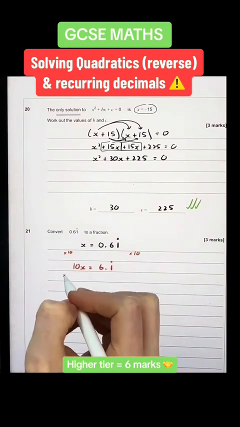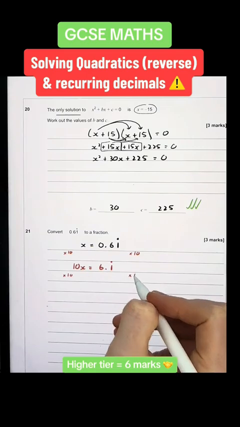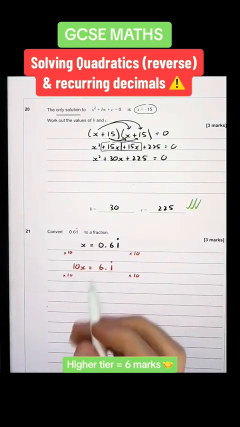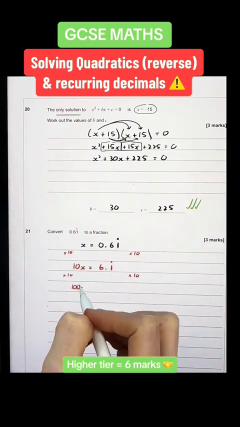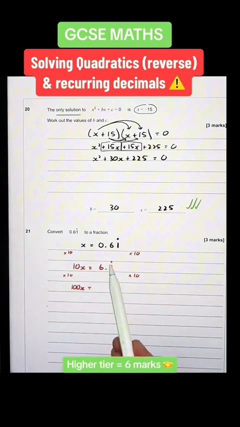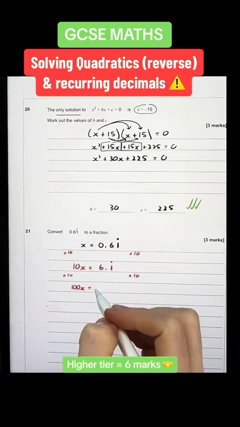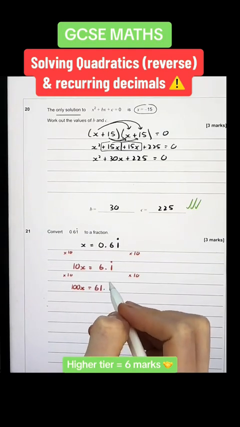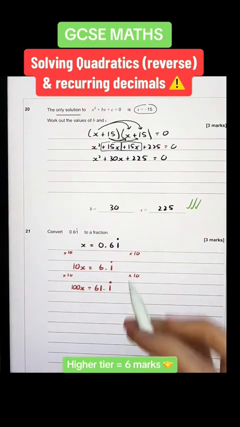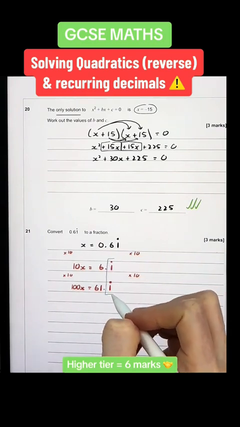So I'm again going to times the left-hand side and the right-hand side by 10 again. On the left-hand side, 10 times 10x will give us 100x. And on the right-hand side, 6.1 recurring times by 10 will give us 61.1, keeps on recurring. Now I've achieved my goal of getting the recurring numbers after the decimal point matching.